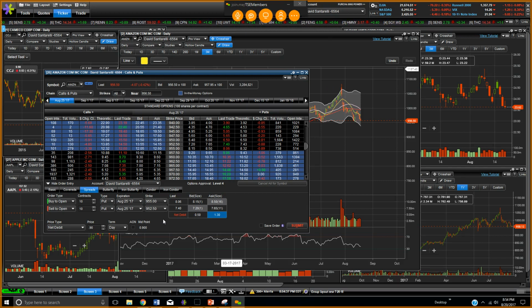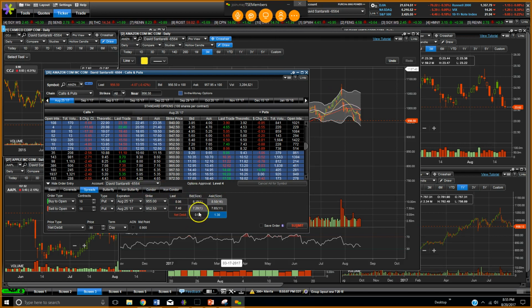Also, another thing, look at this between the bid and the ask. You have a bid of $8.15 and an ask of $8.50. So right here alone, there's a 35-cent spread on just the 955 strike. Also, the 952 strike has a pretty big spread between 7.20 and 7.65, a 45-cent spread. So, you're going to see this change drastically.